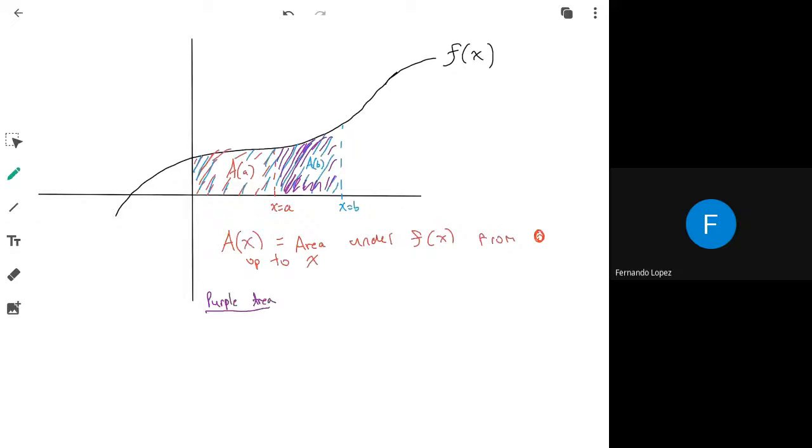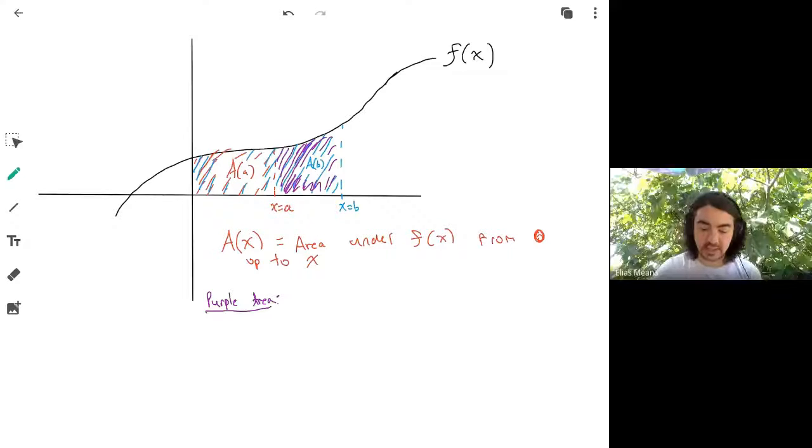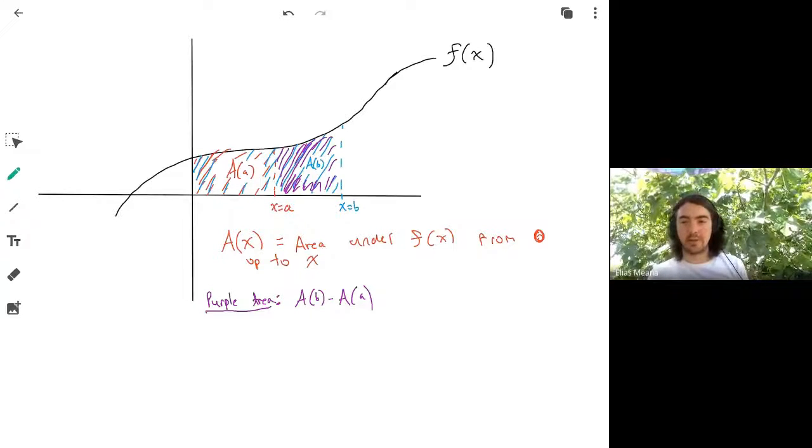A of b minus A of a. Yeah, that's exactly right. This is going to be A of b minus A of a. Just the area underneath the curve from the origin up to b minus the area underneath the curve from the origin up to a. It's the difference between those two areas.